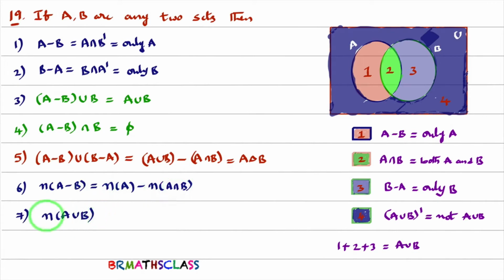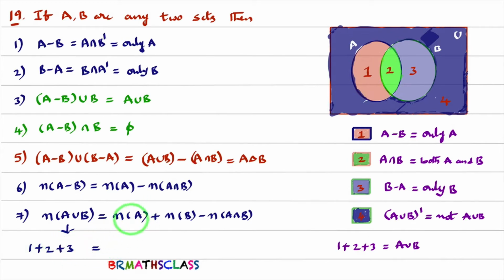See this seventh property, n of A union B. We know that n of A union B is nothing but n of A plus n of B minus n of A intersection B. Many people don't know why we are using this formula. I just want to show why these two are equal. See, A union B. A union B means what? A union B is nothing but part 1 plus part 2 plus part 3.